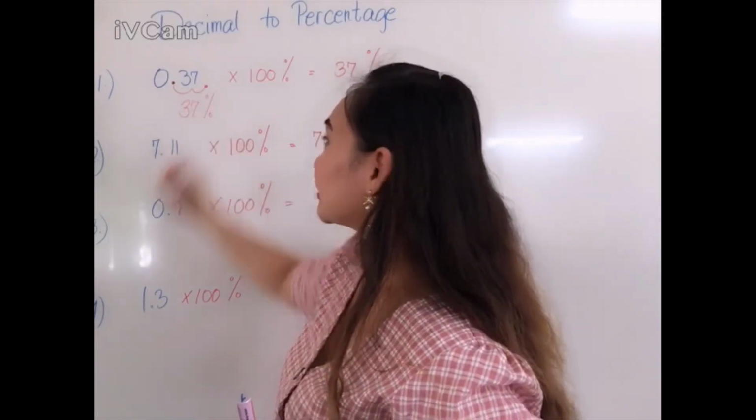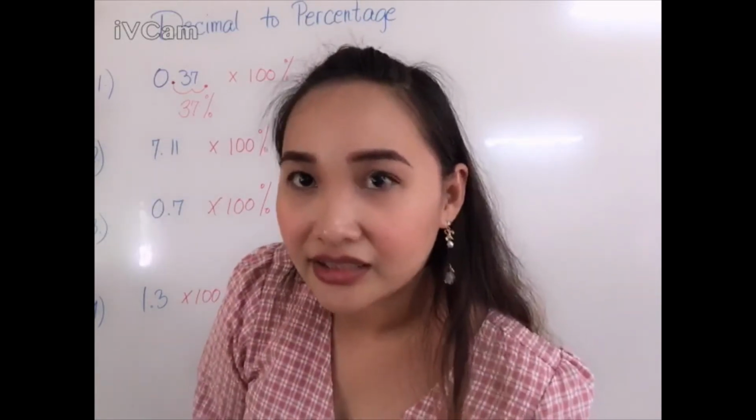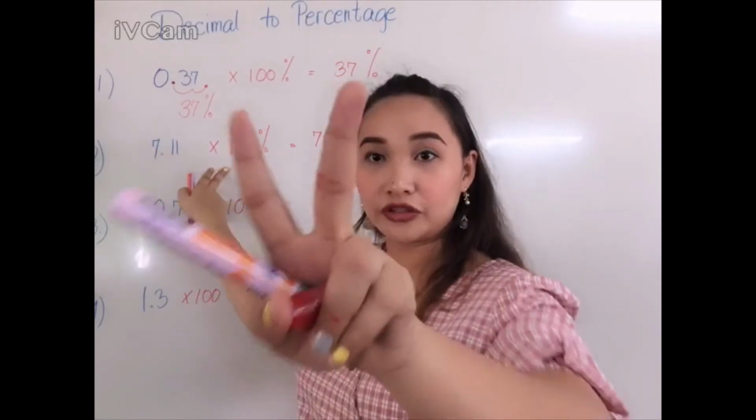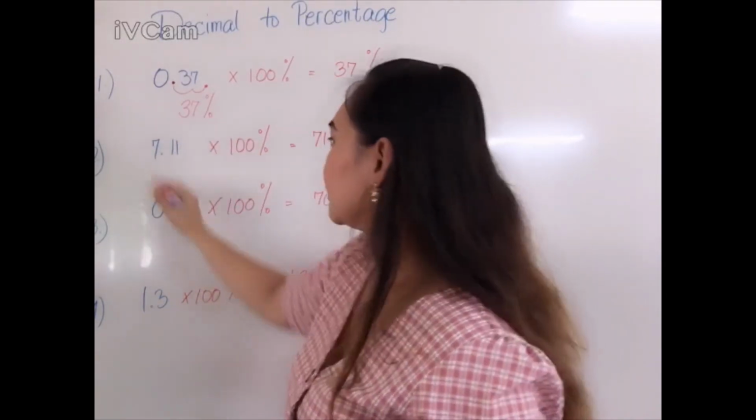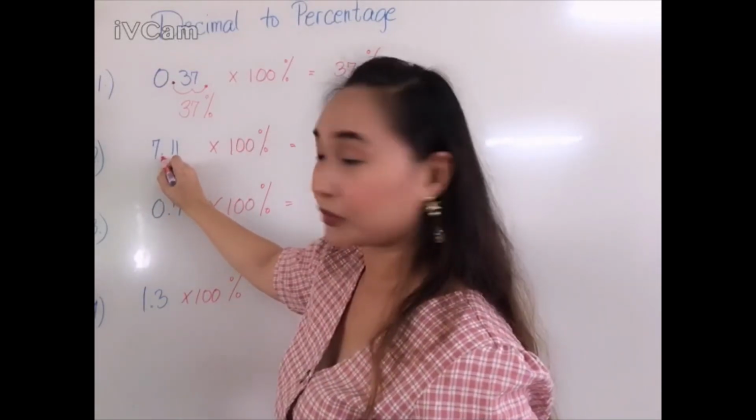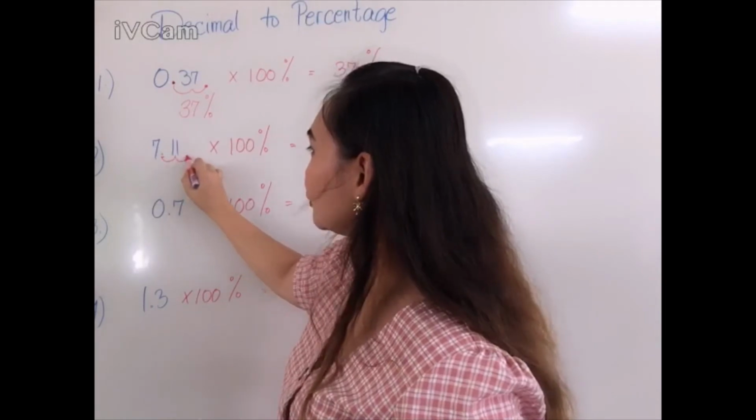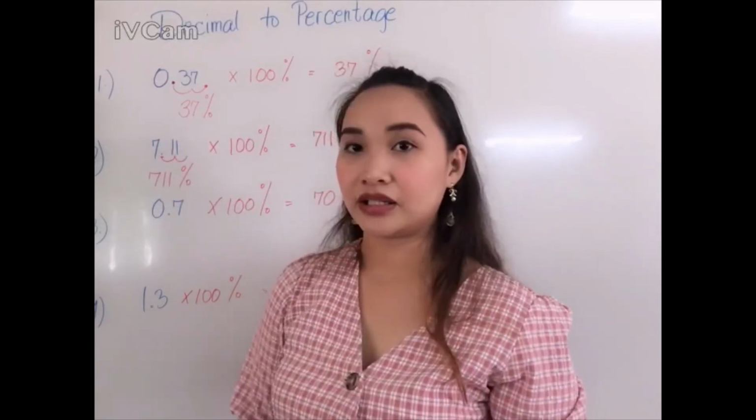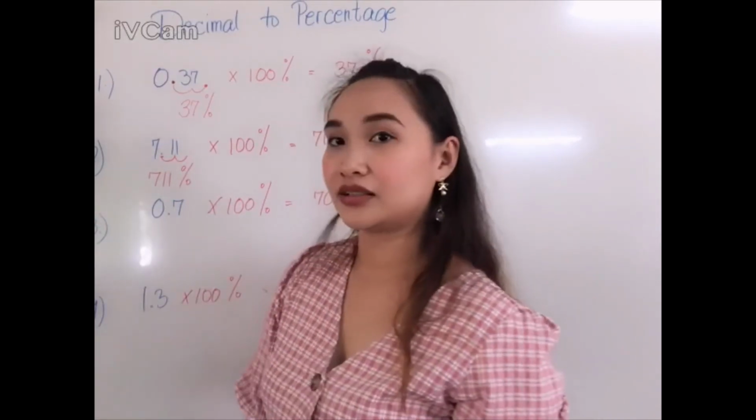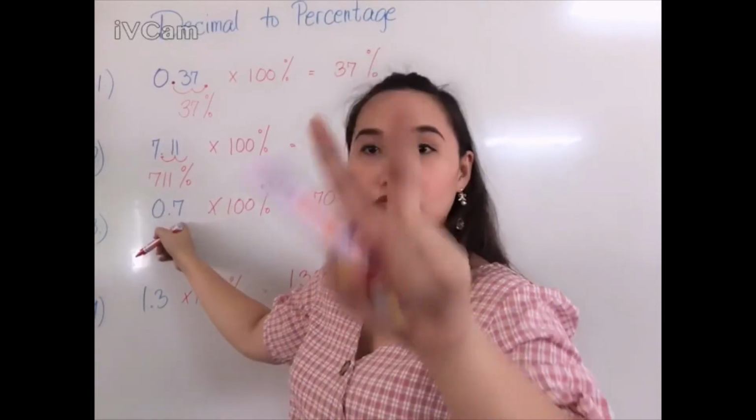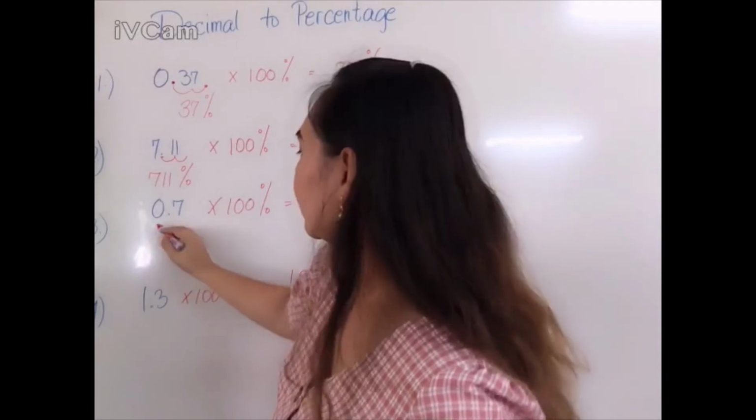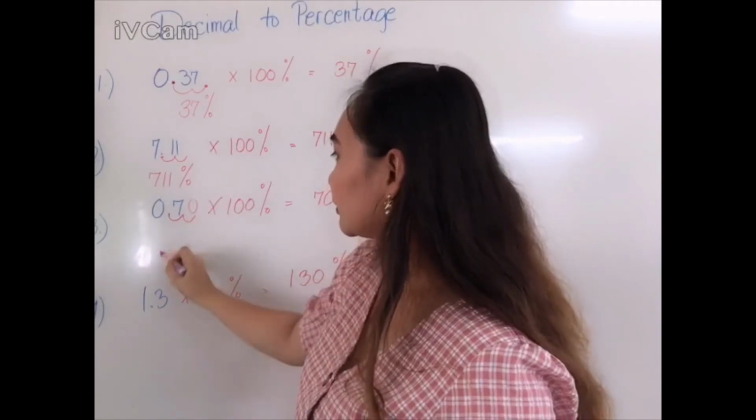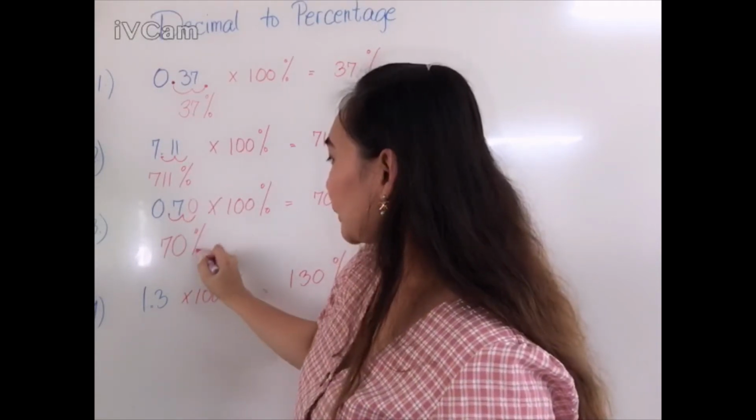37%. Okay, next, 7.11. Move 2 decimal places again, backward. So this is our decimal point. So move 1, 2. So we have 711%. Alright, so next number 3. That is 0.7. Again, move 2 decimal places backward. So from here, 1, 2. So you just add 0. 70%.